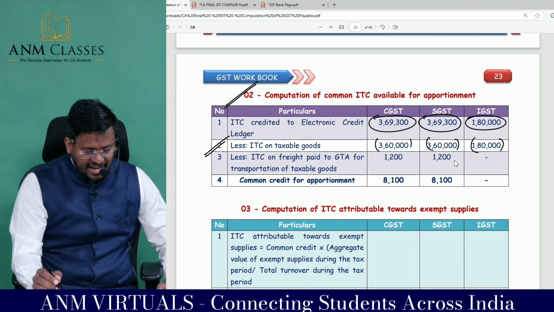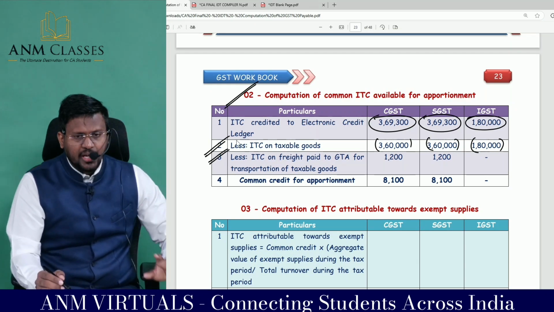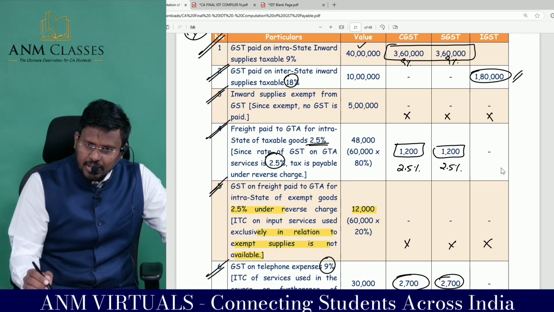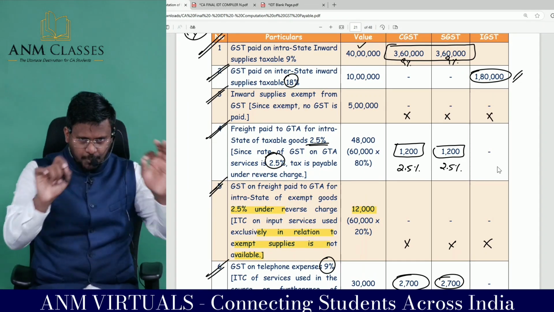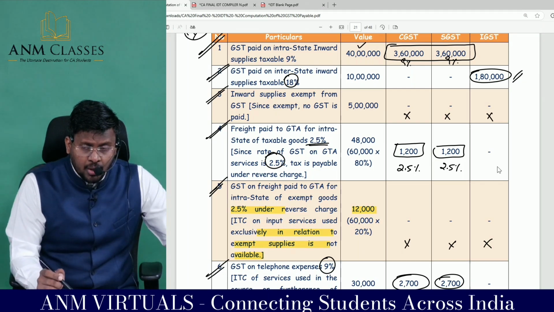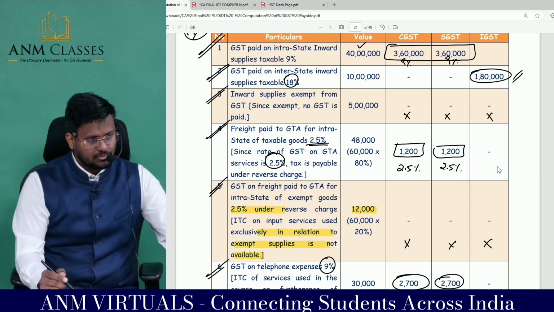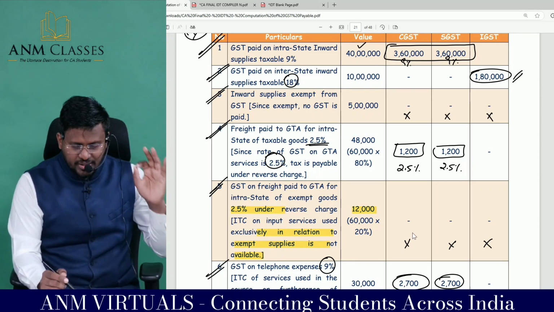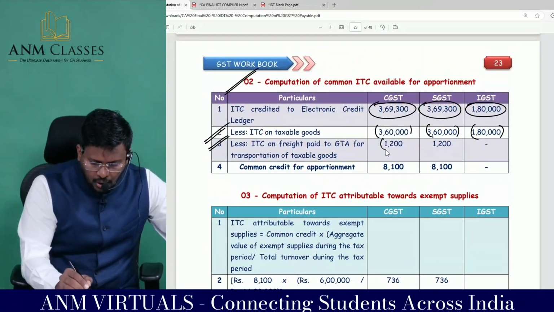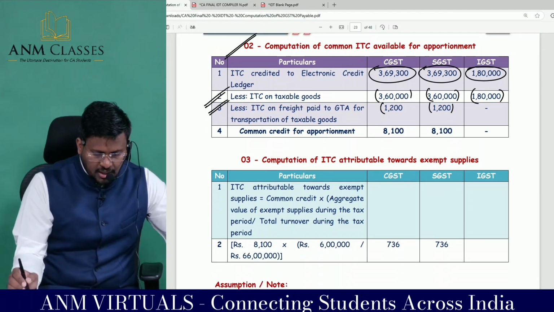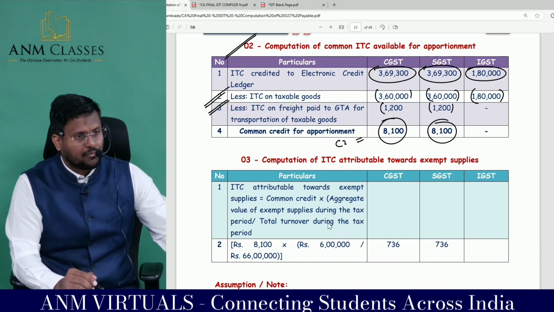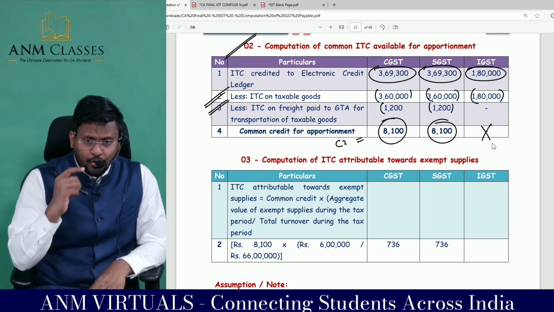One more is there. ITC on freight paid for GTA for transportation of goods. Actually, how much has been paid? 60,000 has been paid. Out of that 60,000, we split into 2 categories, 20% and 80%. The 20% is put aside, and the remaining 80% has been assumed to be exclusively for taxable supply. So this 1,200 will also form part of T4. That also has to be reduced, my dear lovable students. The balance common credit for apportionment C2 will be 8,100 and 8,100. Comfortable? That means there is no common credit for IGST at all.